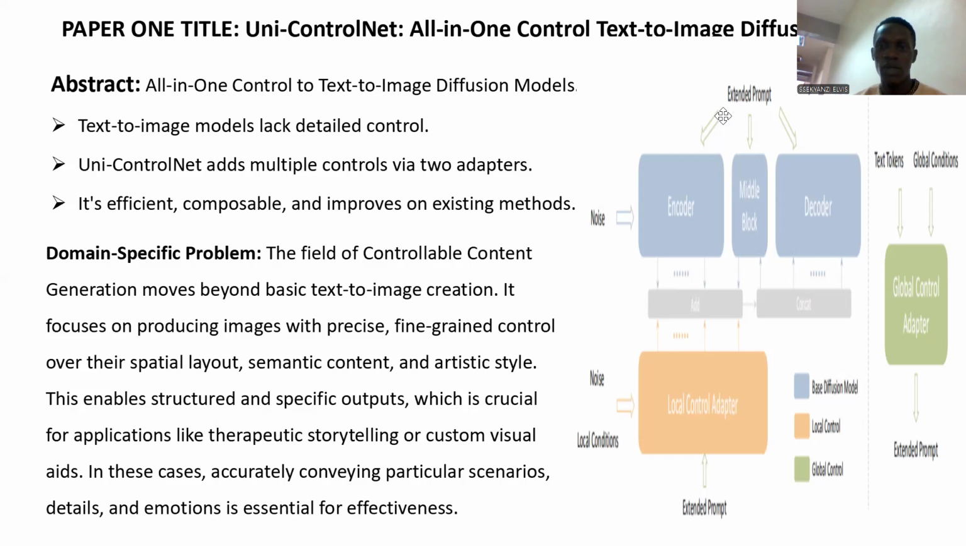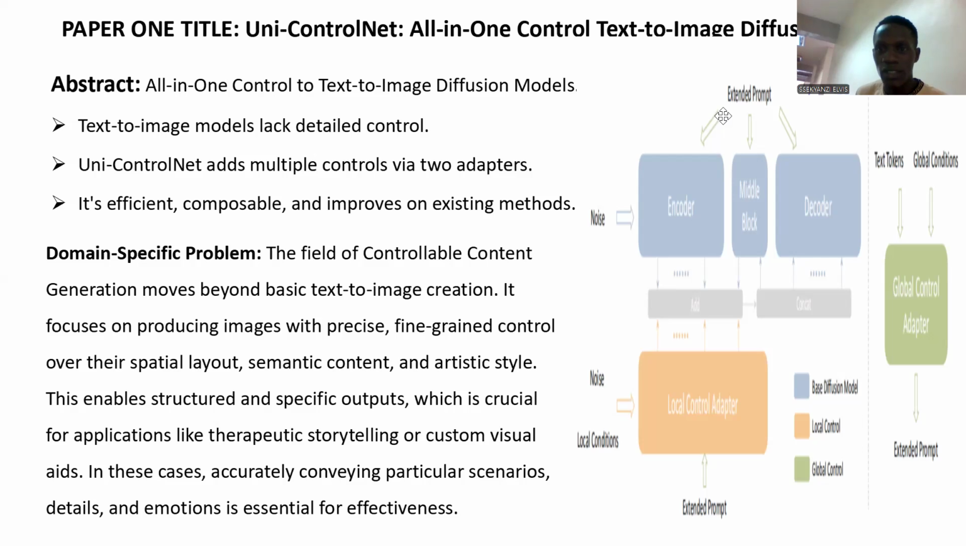This one comes in as an all-in-one under the idea of multimodal fusion, where it combines a number of models. We shall say text-image diffusion models, large language models, large vision models, to come up with one, the UniControlNet.